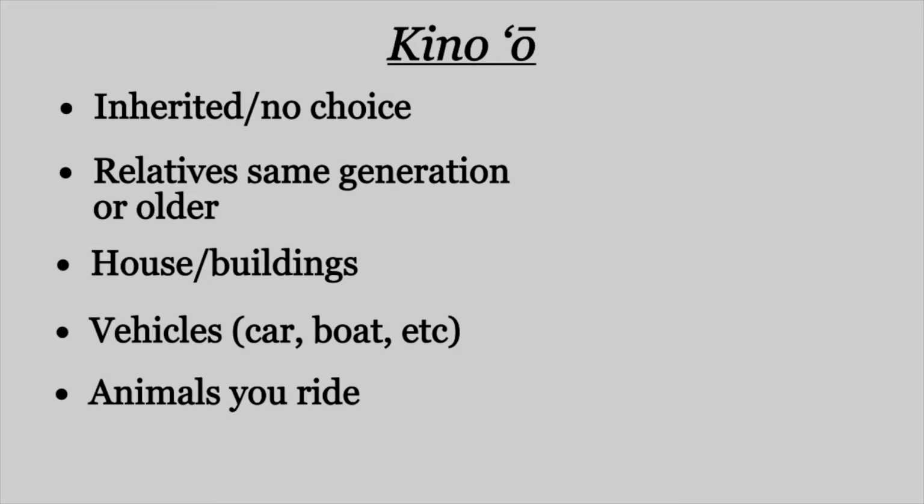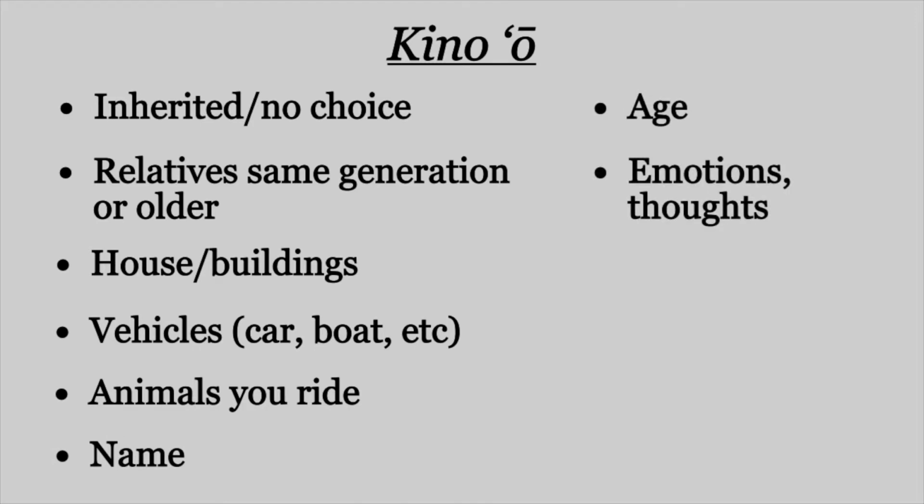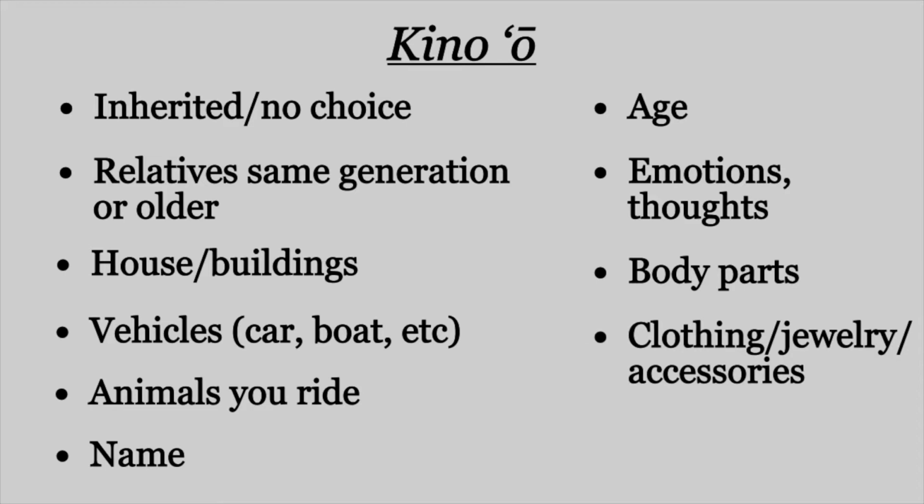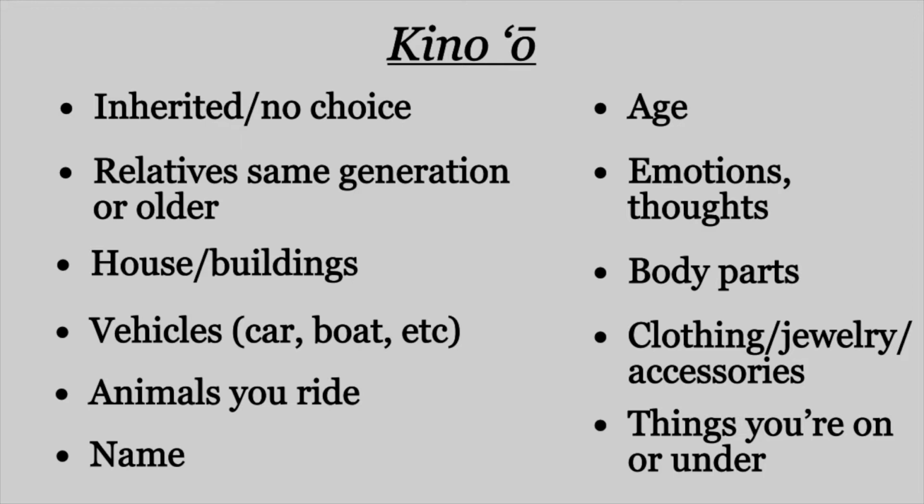You inherited these things. Kino o objects also include your name, your age, your emotions or thoughts, and body parts. These are all things you did not choose to possess. They were given to you, or they're just part of you. And related to that, kino o objects also include things that are in close contact to your body, such as clothing, jewelry, and accessories that you wear, and things you're either on, like a chair, or under, like a blanket.